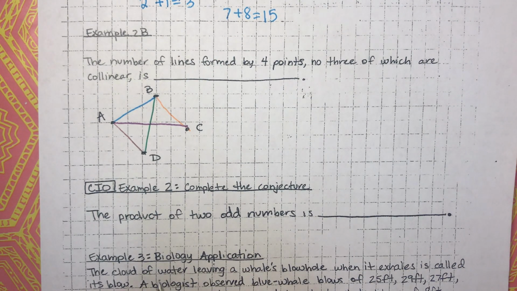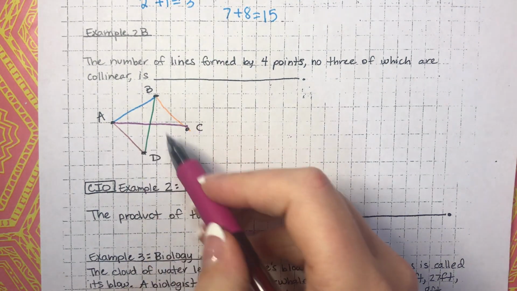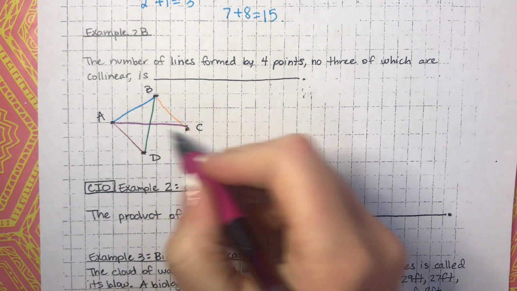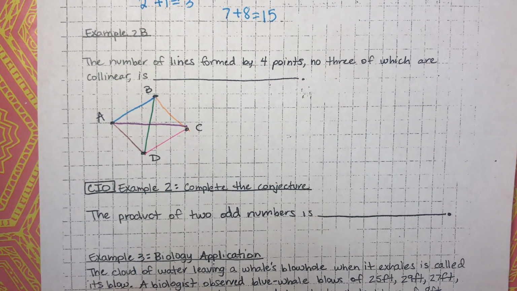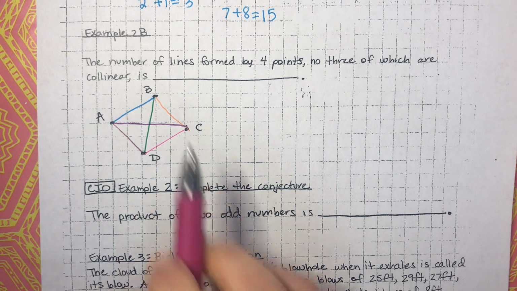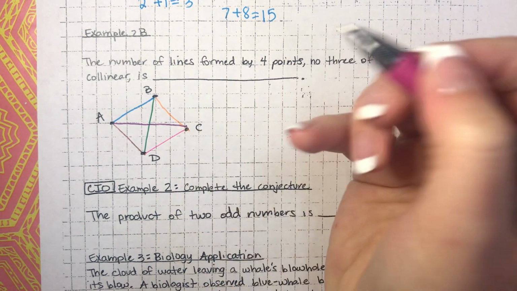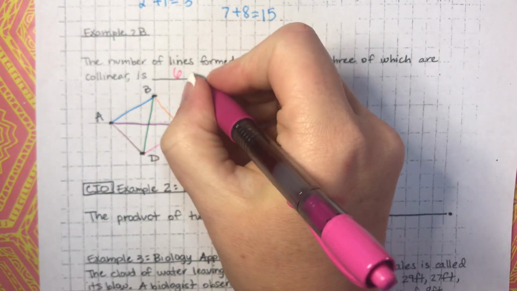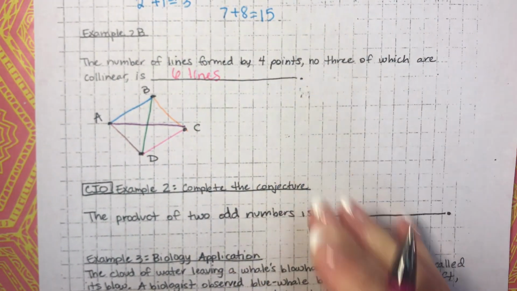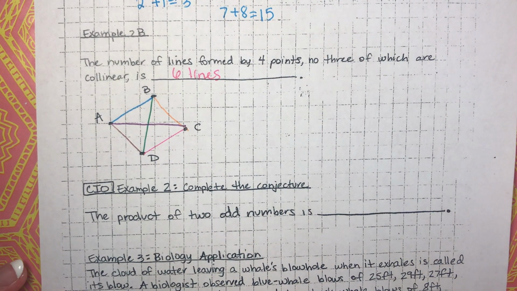5, and then we would move here to C. So those are all the lines coming out of B. And then C, there would be 6. So we'd say the number of lines formed by 4 points, no 3 of which are collinear, is 6 lines. So that would be completing that conjecture.